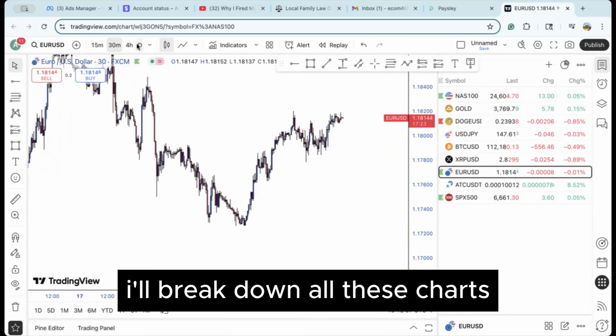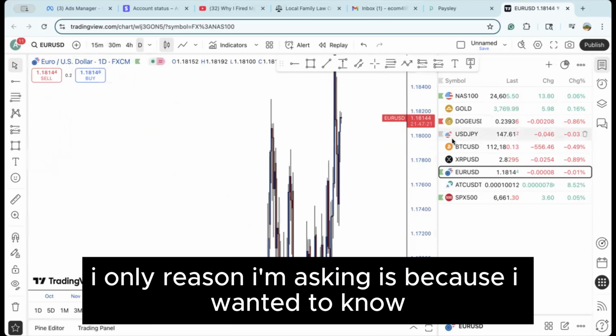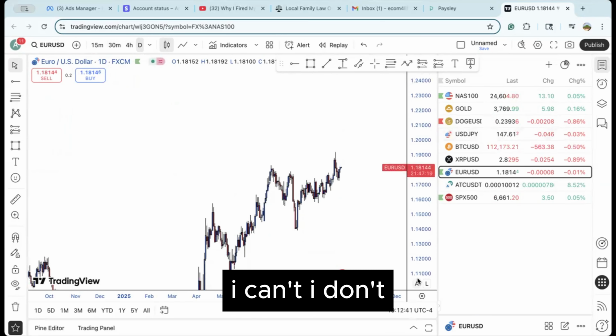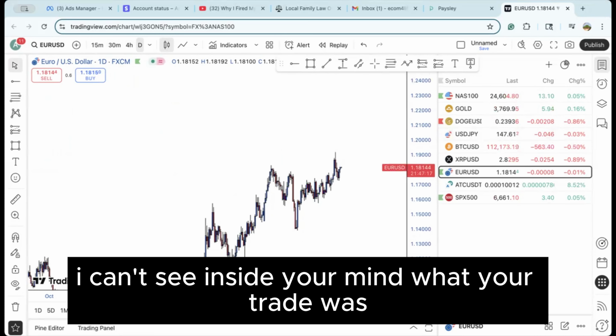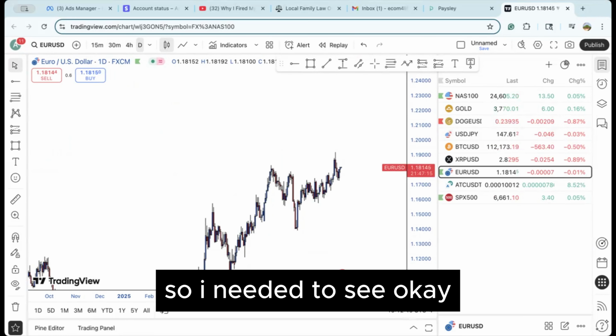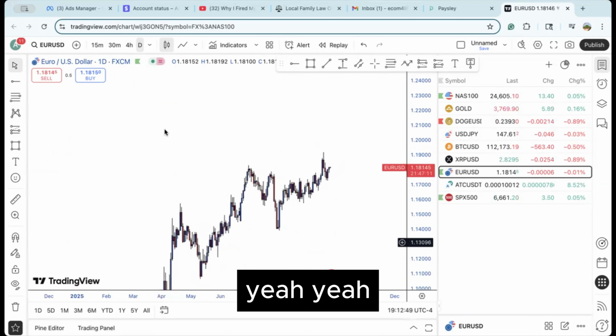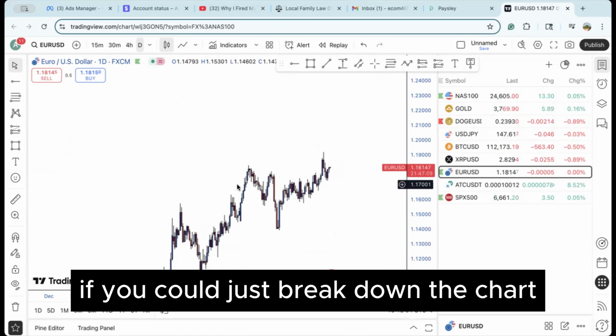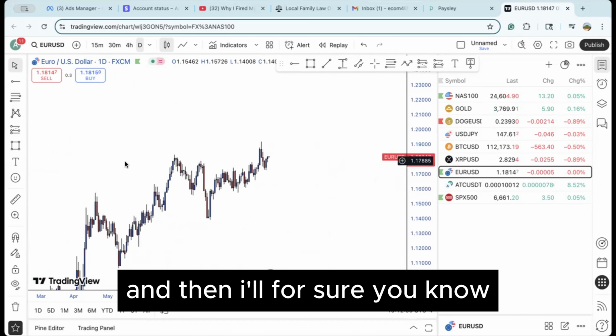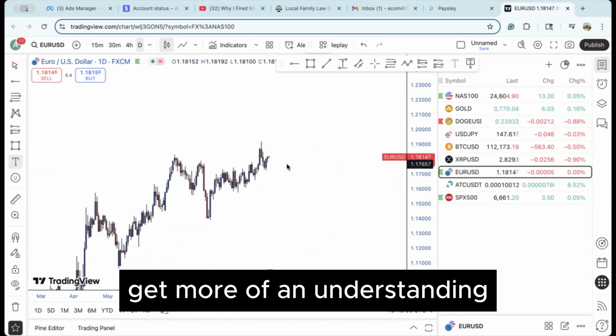I'll break down all these charts. Only reason I'm asking is because I can't see inside your mind what your trade was, so I needed to see. You know what I mean? Like, what are you doing wrong? If you could just break down the chart, we could go over it like that, and then I'll for sure get more of an understanding.